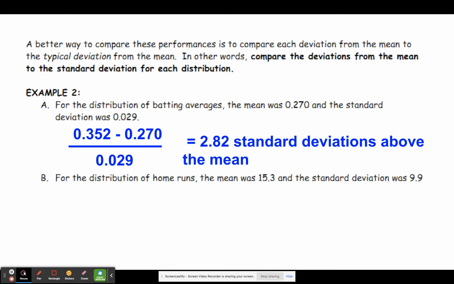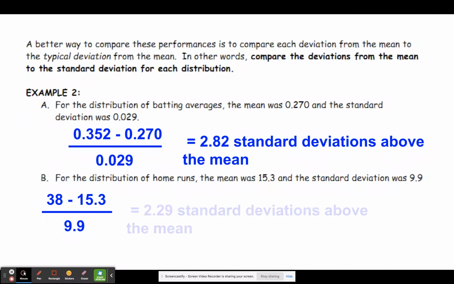For the other player, we can do the same thing with number of home runs. He hit 38 home runs. We subtract the mean from that. That tells us how far above the mean he is. And then we divide it by the standard deviation of the home runs, which is 9.9. That tells us that he is 2.29 standard deviations above the mean.